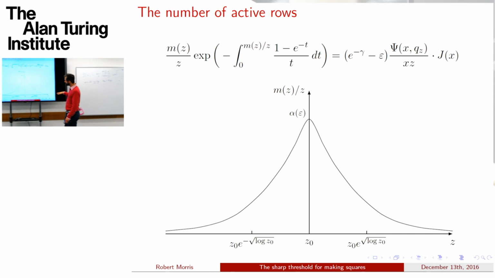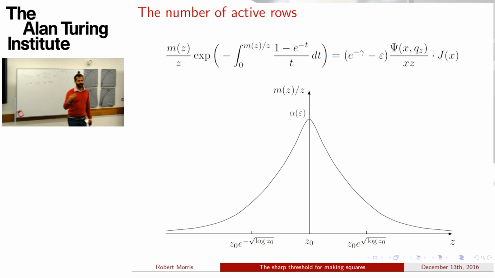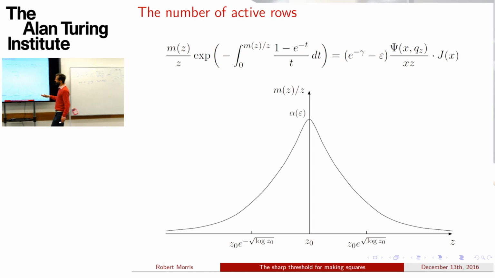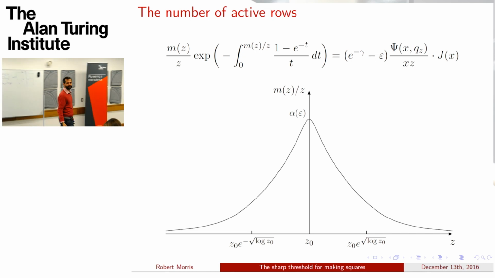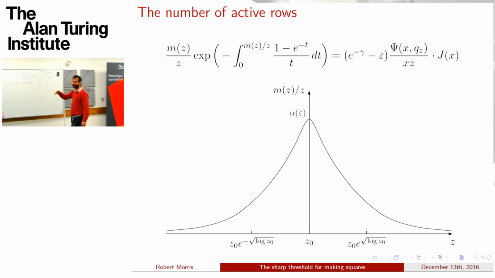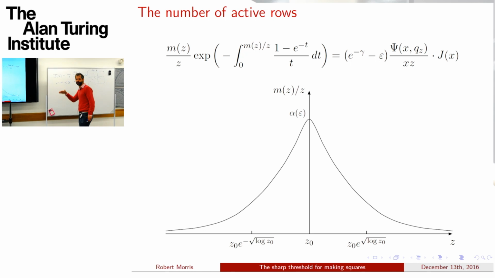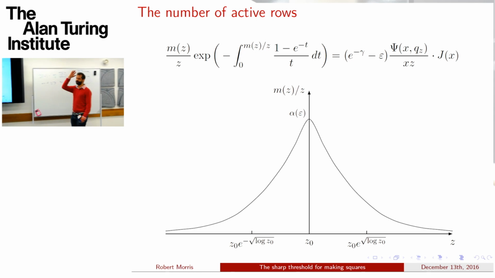It starts off with m of z much smaller than z. It grows to some large constant which depends on epsilon, where epsilon is how much space we have before the threshold, and as epsilon tends to 0, this alpha tends to infinity. So the proof breaks because this thing goes to infinity. And once this ratio is unbounded, we lose control of our process. So it's very important in the middle of the process that this ratio is bounded at all times. Once it becomes unbounded, we lose control.